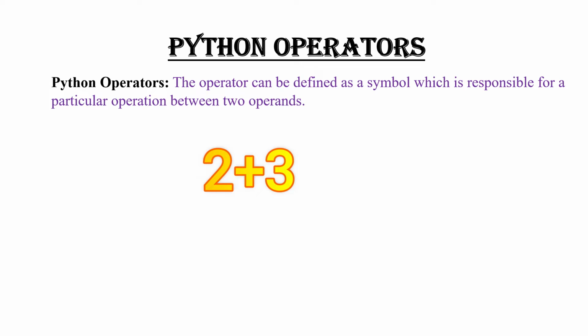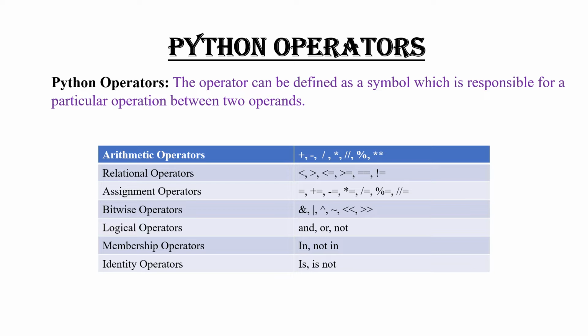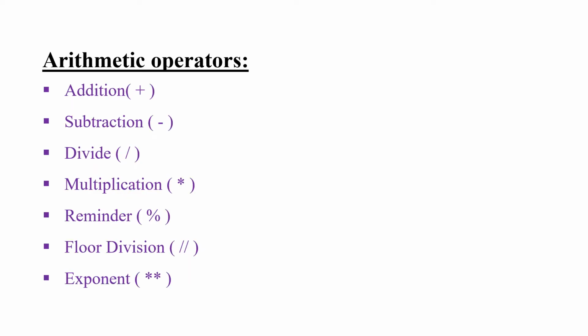is called an operator. Python provides a variety of operators which are described as follows: arithmetic operators, comparison operators, assignment operators, logical operators, bitwise operators, membership operators, and identity operators. First, we'll discuss arithmetic operators. Arithmetic operators are used to perform arithmetic operations between two operands. It includes addition, subtraction, multiplication, division, remainder, floor division, and exponent operators.